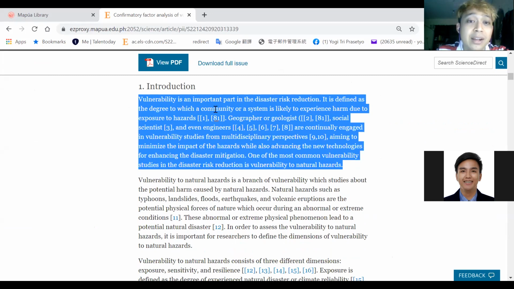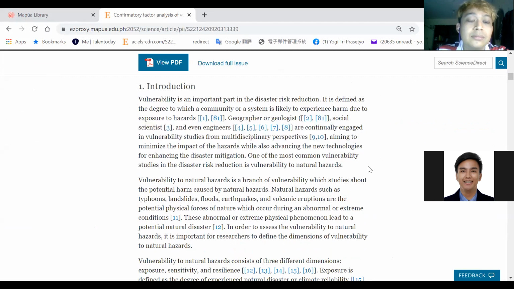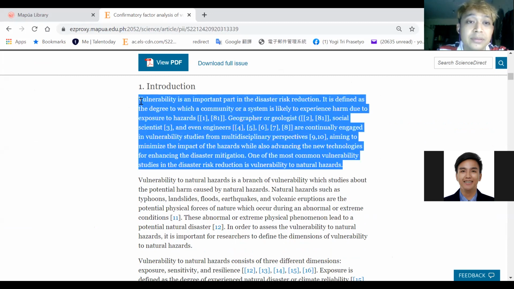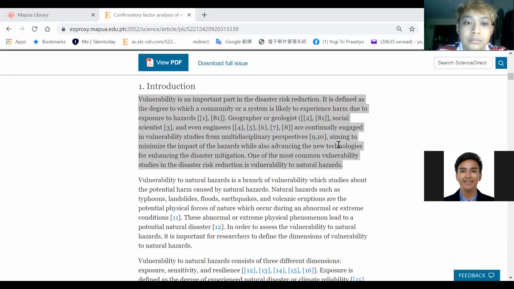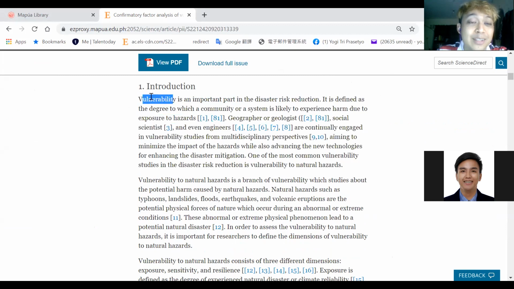What is the main idea of the first paragraph? Can you type or answer, everyone? No. The first idea is just about vulnerability. Look at that one. Vulnerability is defined as, and then you can talk about this one and this one. One of the most common vulnerability studies in disaster reduction is vulnerability to natural hazards.